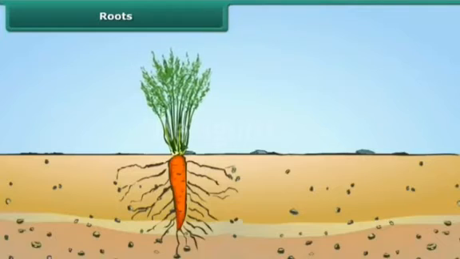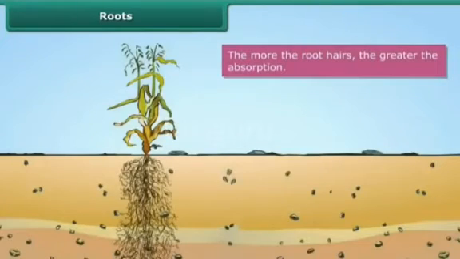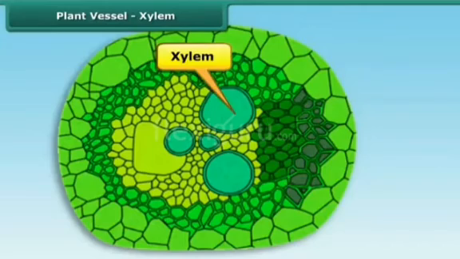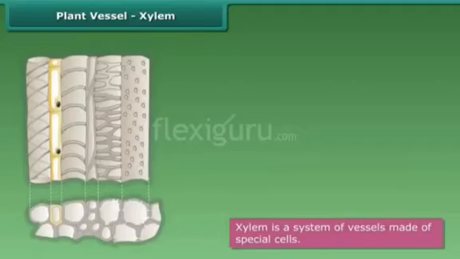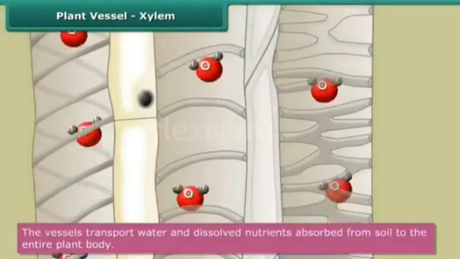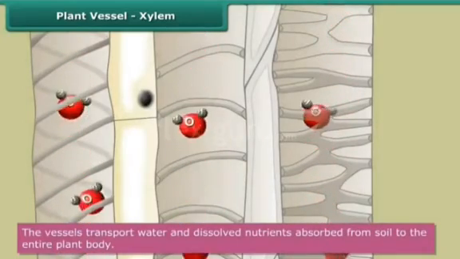Roots have hairs. Roots absorb water and nutrients from the soil through these hairs. The more the root hairs, the greater the absorption. A network of tube-like vessels runs through the entire body of a plant. This system of vessels is known as xylem. These vessels are made of special cells. They act as channels that connect the roots to the leaves through the stem and the branches. Xylem transports water and dissolved nutrients absorbed from soil to the different parts of the plant through this network of vessels.